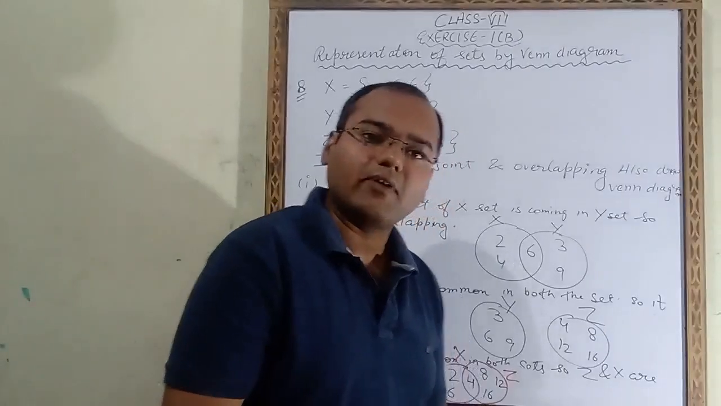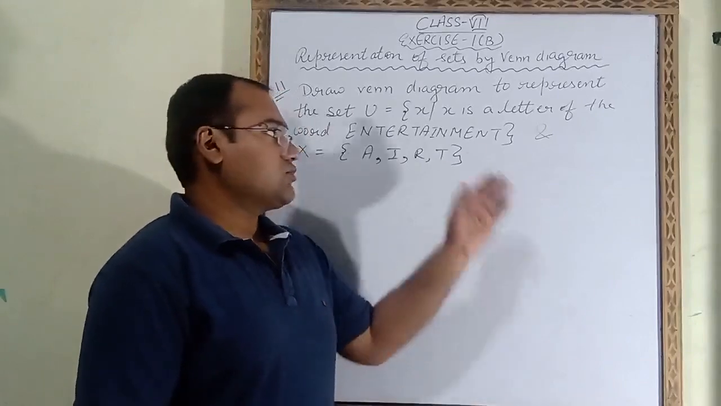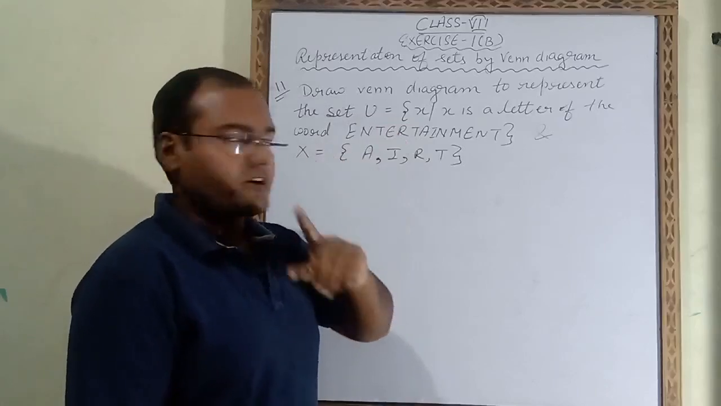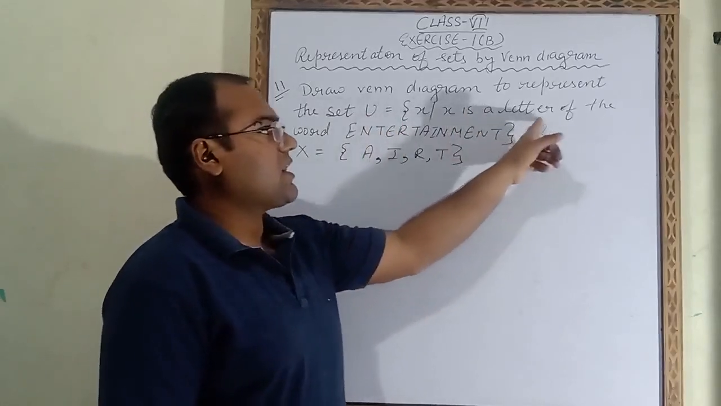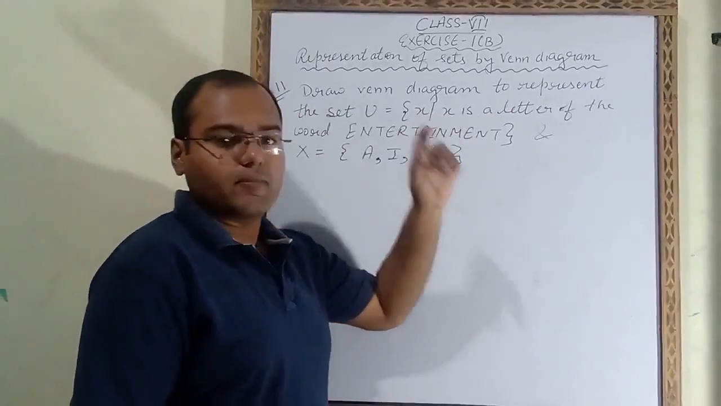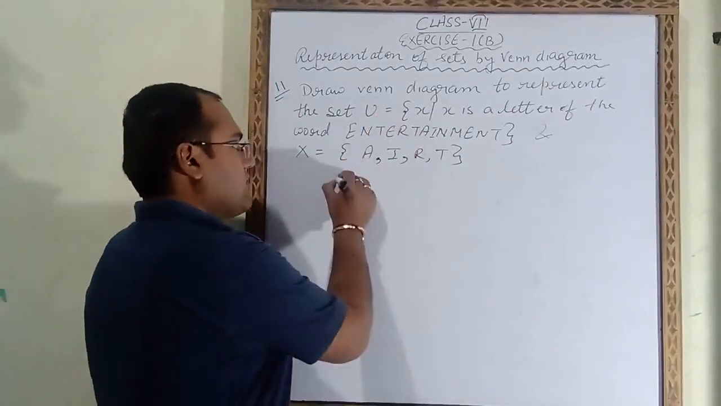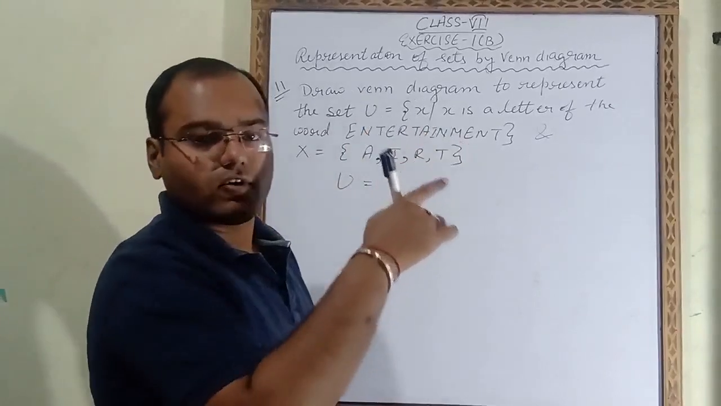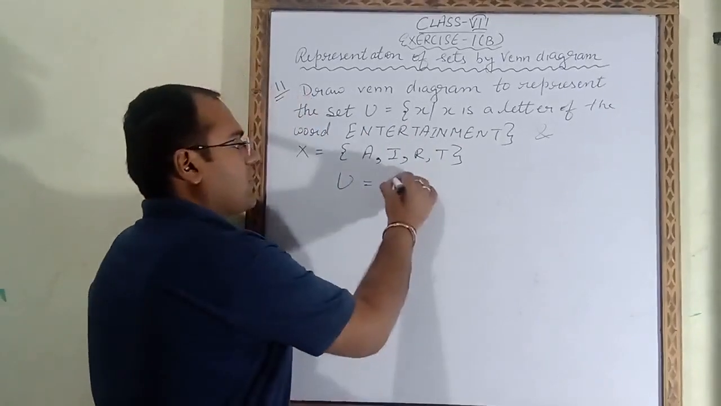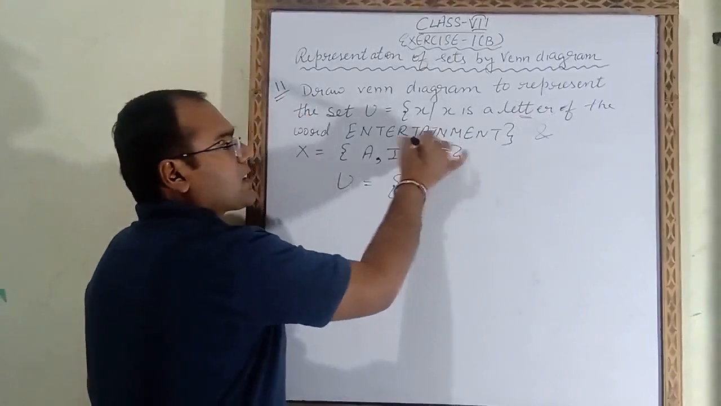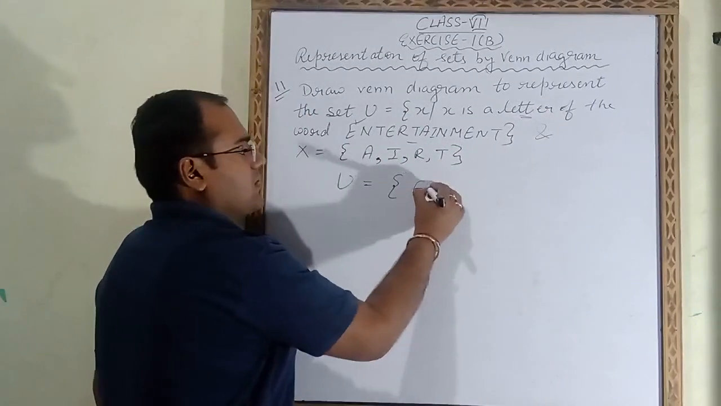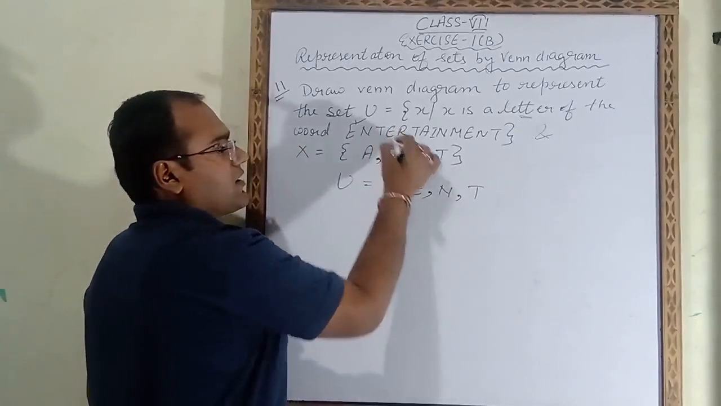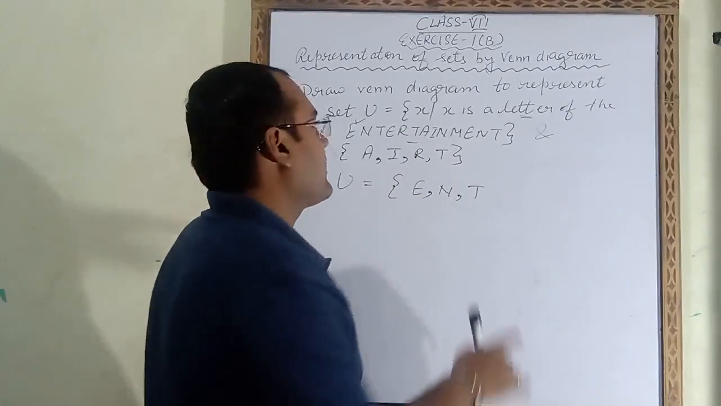Now see question number 11. So this is question number 11. Draw a Venn diagram to represent the set U. U means universal. So the universal set X is the letters of the word entertainment. First of all we have to solve this universal set. We have to write U. This is the set builder form. We have to write in roster form. So we have to write the letters of the word entertainment. So E is coming, E alphabet, N, T, E we had already written, so we will not write it again, only one time we have to write.